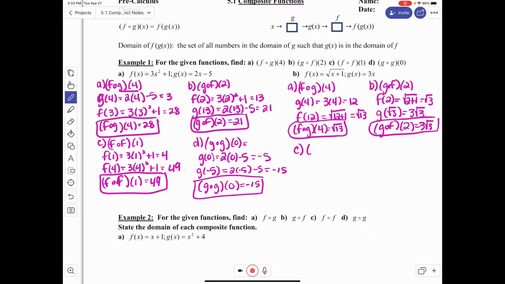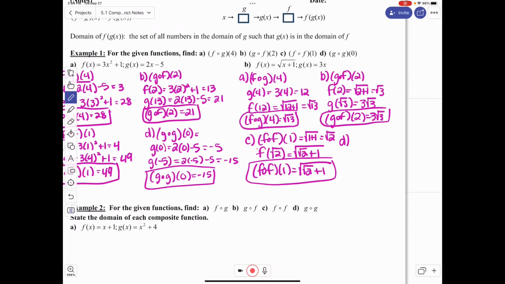For C, f of f of 1. So we have the square root of 1 plus 1, which is going to be the square root of 2. And now we do f of the square root of 2. So we have the square root of the square root of 2 plus 1. And that's our answer for that one. Looks kind of crazy, but that's what our answer is.